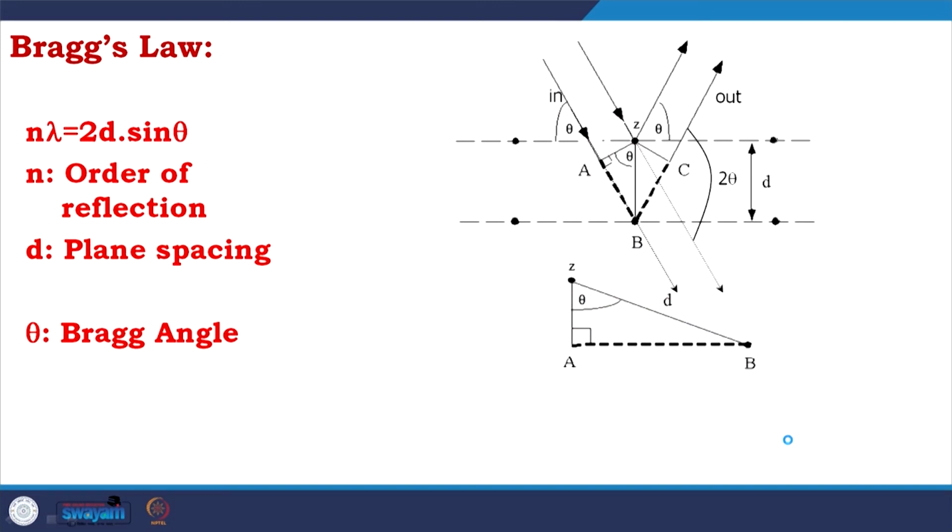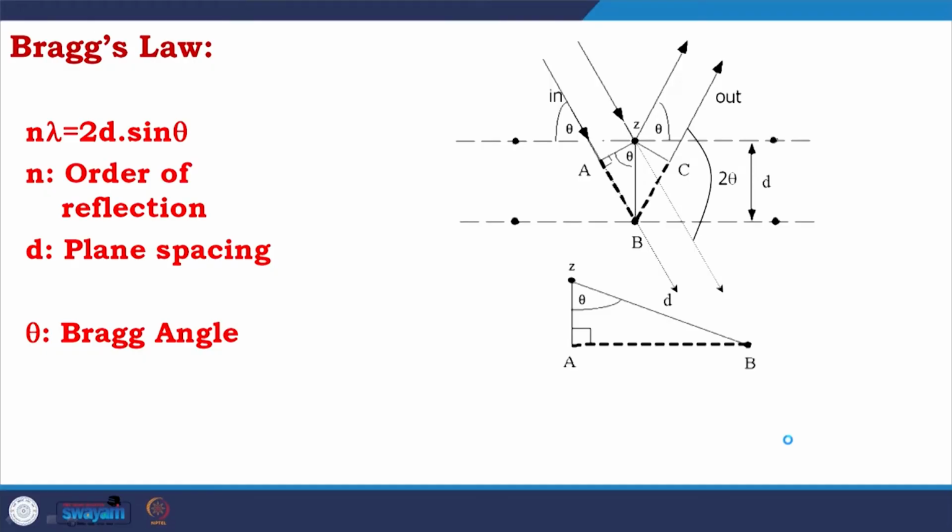Now, going towards the further analysis of the data, we will come to Bragg's law, which is n lambda equal to 2d sin theta, where n is an integer. You see that law is applied for the parallel planes where the light ray or any X-ray is coming and diffracting. n is the order of reflection, d is the plane spacing, and theta is the Bragg angle.